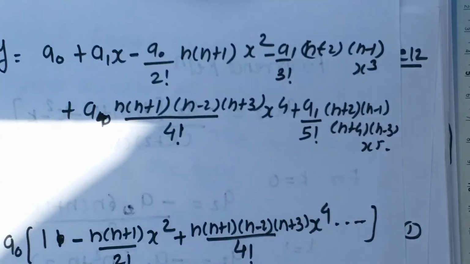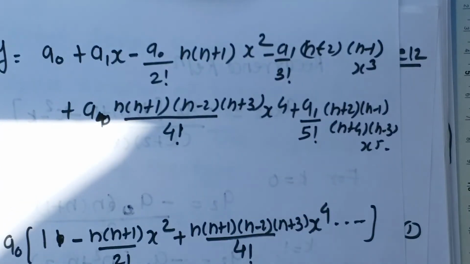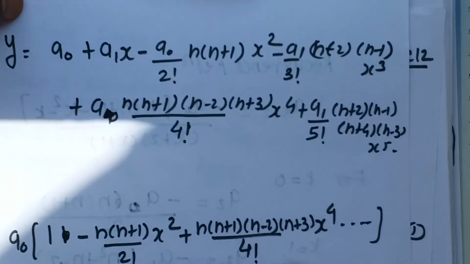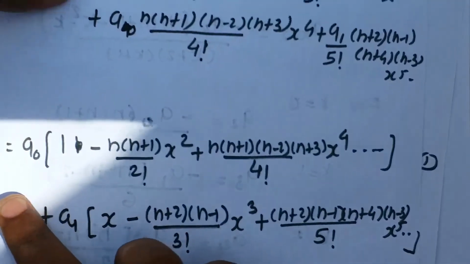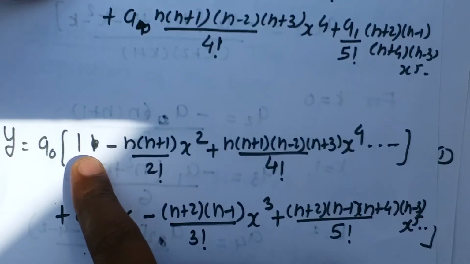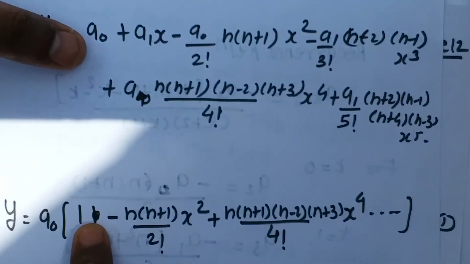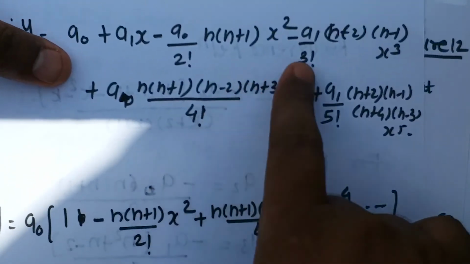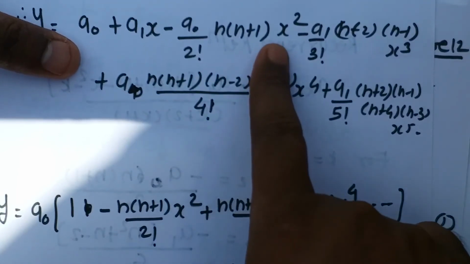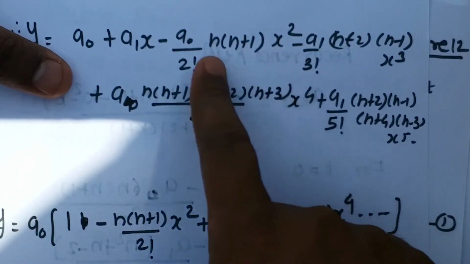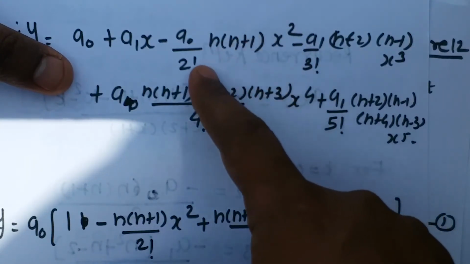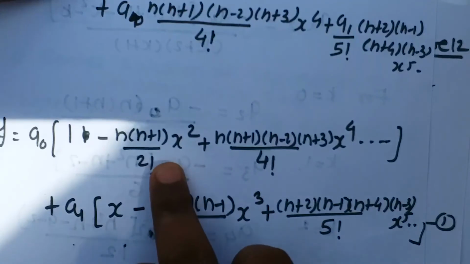Now after putting the values of these constants in the power series, we are going to take common a0 terms together and a1 terms together. So that I have done here in the next step. If you take a0 common from the terms of a0, we'll get inside the bracket first term a0 into 1. Then in the coefficient of x square, here we are having a0. So if you take a0 common, the term will be negative, n into n plus 1 upon 2 factorial into x square.